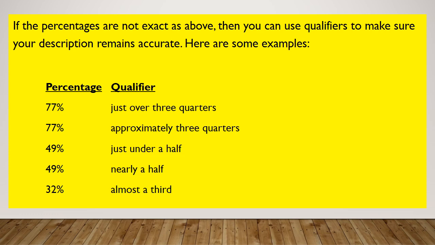If the percentage given is 77%, then you can write just over 3/4 or approximately 3/4. If it is 49%, then you can write just under a half or nearly a half. If it is 32%, then you can write almost a third. So here these words like approximately, nearly, almost, just over, these will be helpful to you.